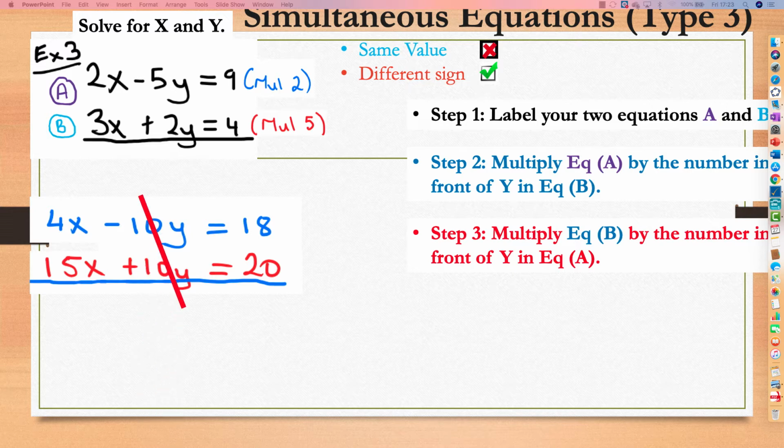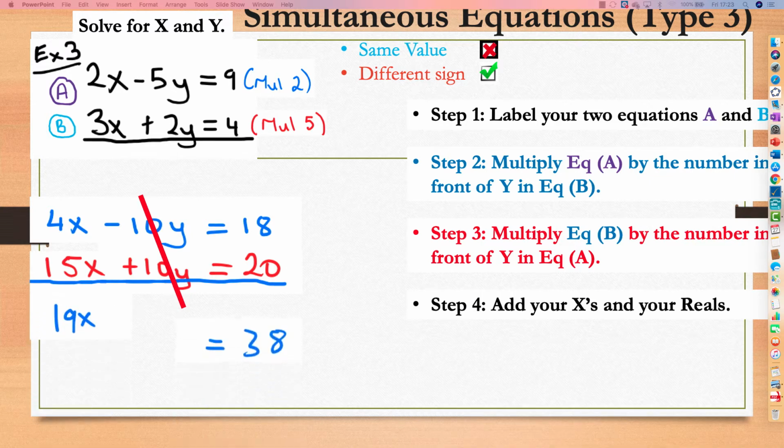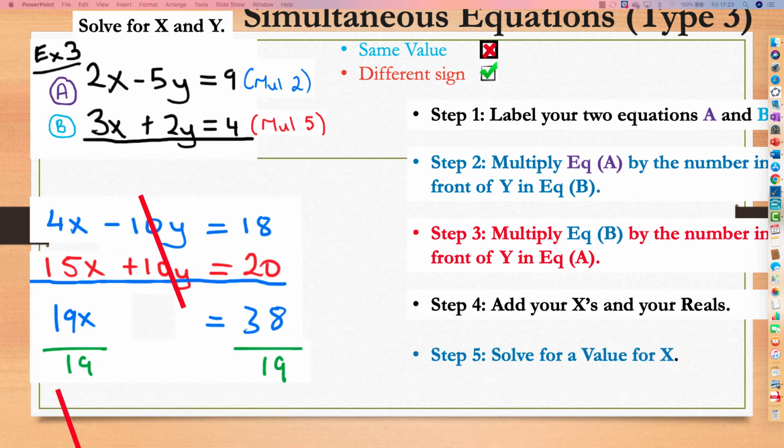Minus 10y plus 10y cancel. 4x and 15x will give us 19x, 18 and 20 is going to give us 38. Divided across by 19, x is going to be equal to 2. Alright, so everything here is going to be the exact same.